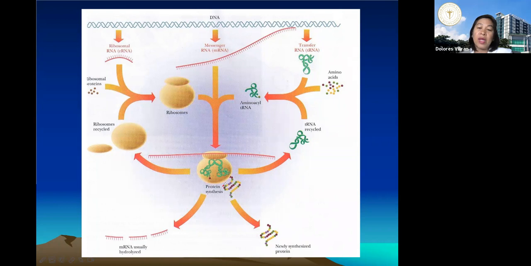What happens to the tRNA and the ribosomal RNA? They will be recycled back. What happens to the mRNA? It will be degraded. So if I ask you what is the type of RNA that is usually hydrolyzed, it is the mRNA. It has the most rapid turnover.